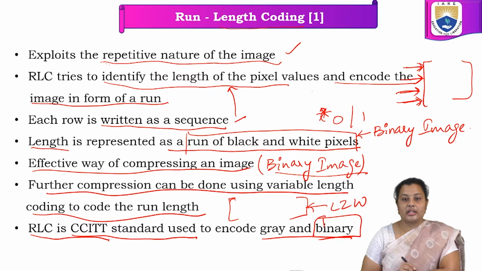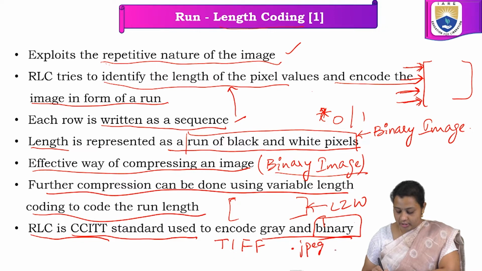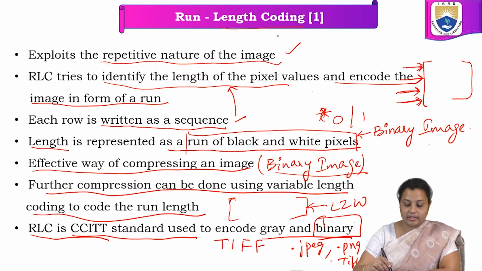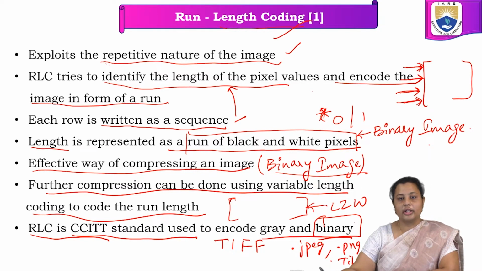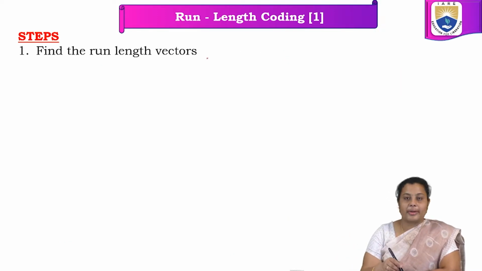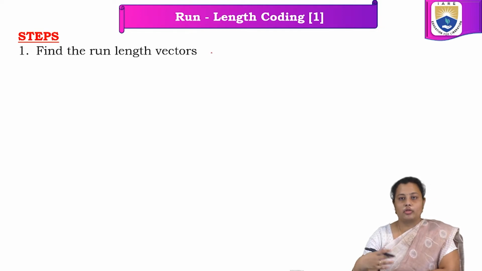What is the CCITT combination? It is for TIFF compression. We see that we have images with the extension JPEG, .png, or .tiff. When an image has the extension TIFF, image compression was achieved using the RLC coding technique. Before going to an example, we will see the steps of how we do run length coding.